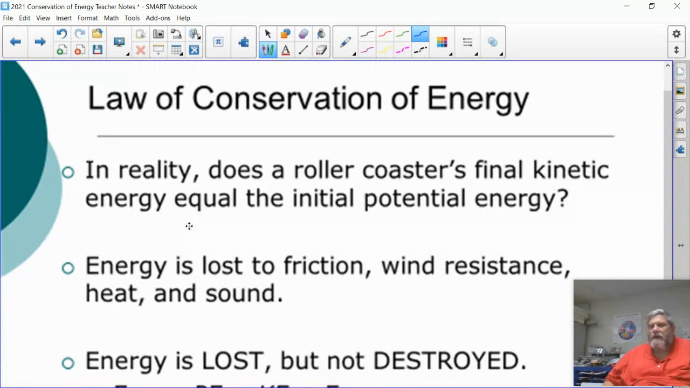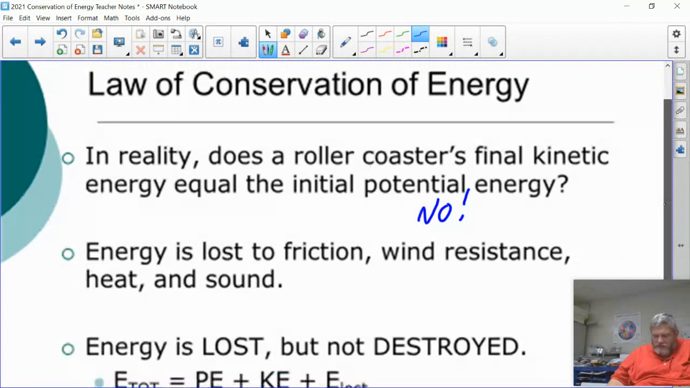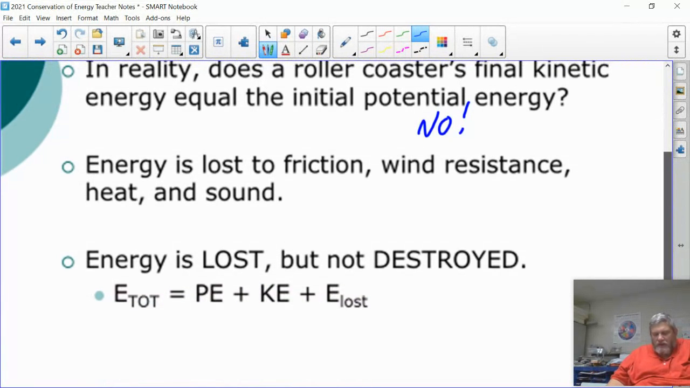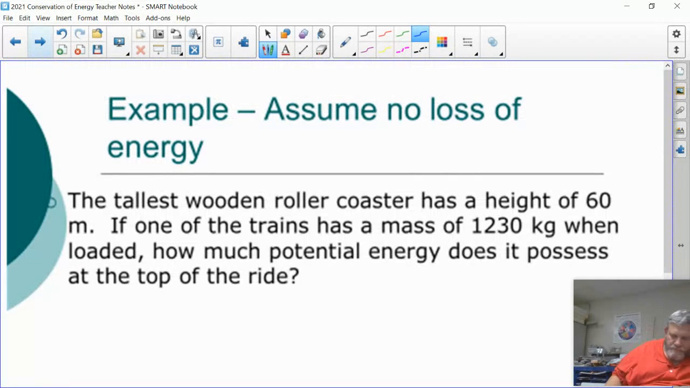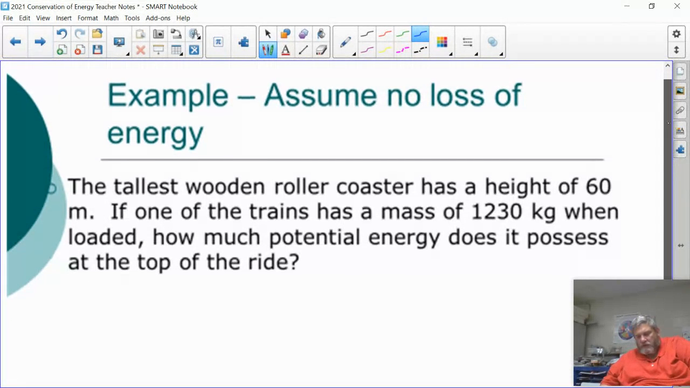Okay, so in reality, does the roller coaster's final kinetic energy equal the initial potential energy? No, because there are losses. Energy is lost to friction, air resistance, heat, sound, all sorts of things. And the energy is lost but not destroyed, right? It just transforms into different forms that we can't use. So your total energy is potential plus kinetic plus anything that was lost in different forms like heat and such that we cannot recover. All right, so we're just going to work through a few examples here.